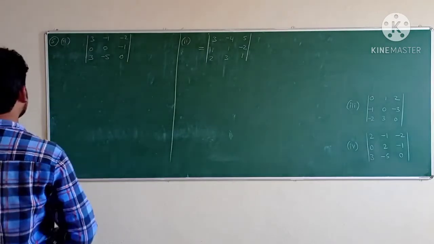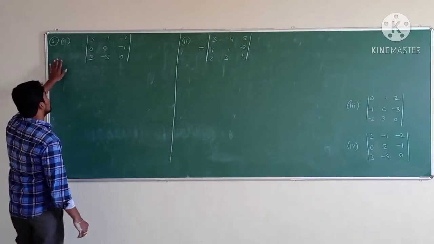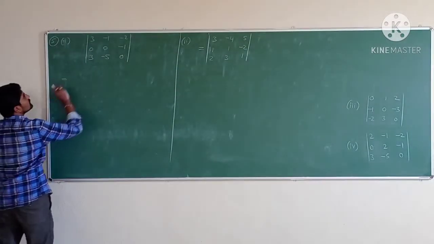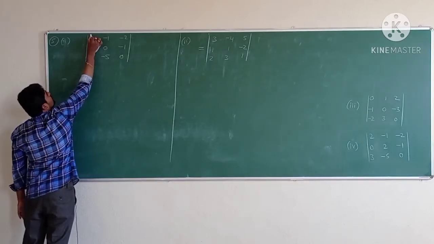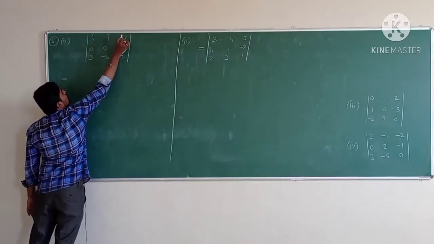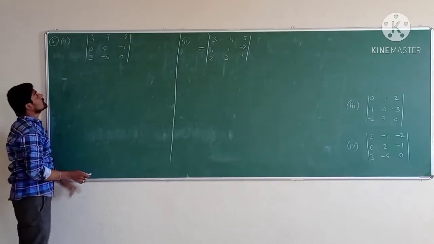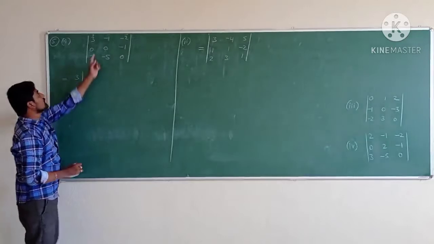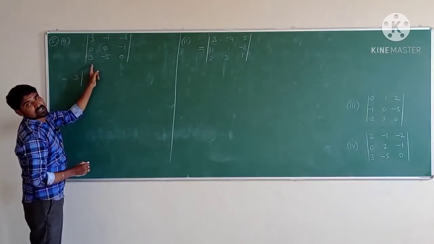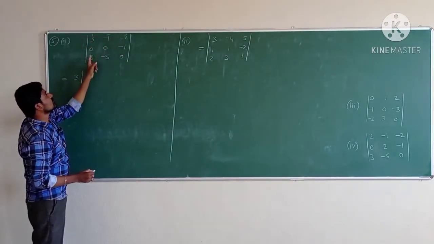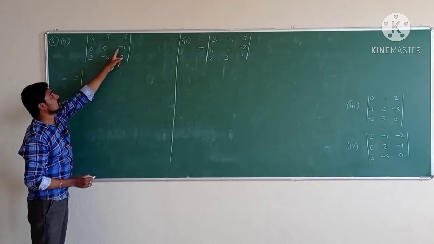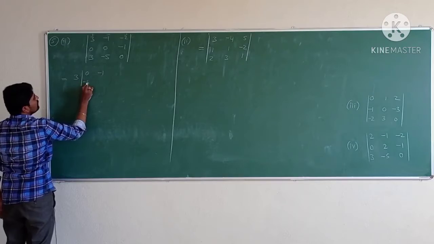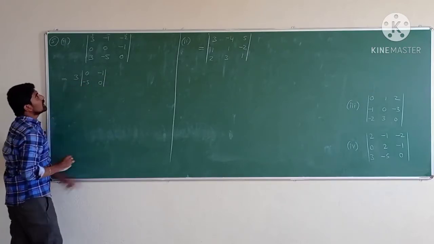So now question number 5. In that, the first question: evaluate the determinant, which is equal to 1 0 3. So the signs associated to the first row elements are plus, minus, and plus. 3 into determinant of, 3 is present in first row, first column. After deleting this first row, first column, the remaining elements are 0, minus 1, minus 5, 0.